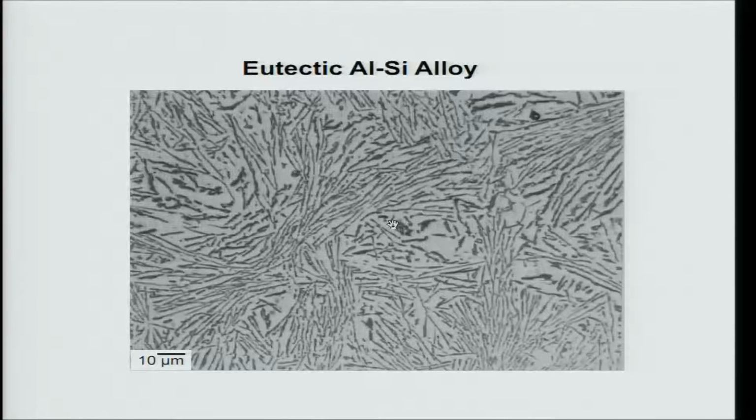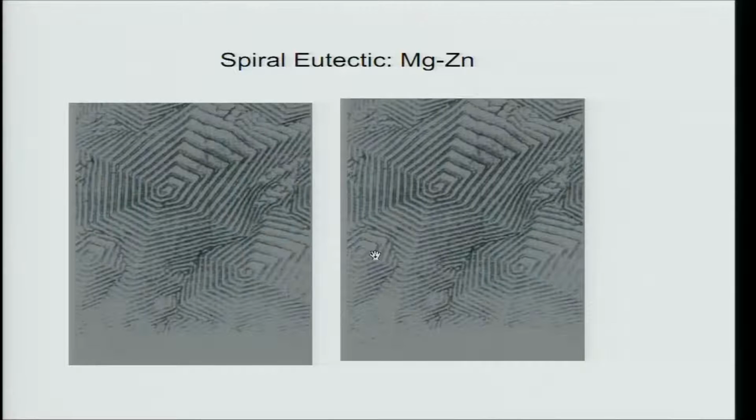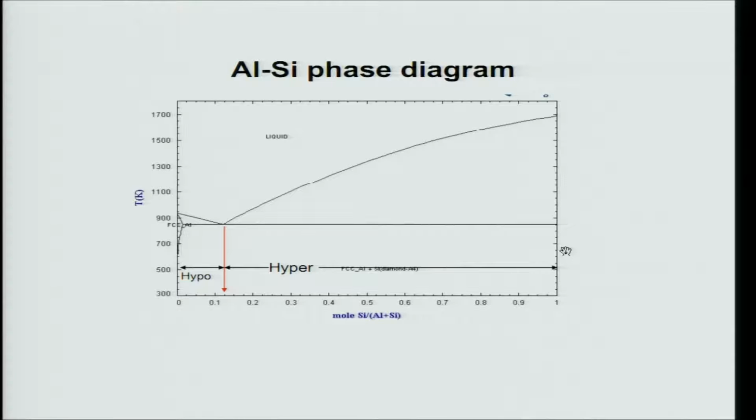You can see one spiral here, another one there, another one there. There are many, and each of them actually forms a grain. This is the beauty of these eutectic systems. You can connect different types of microstructures. Now I will discuss the third type of eutectic system first, then I will discuss the microstructure.